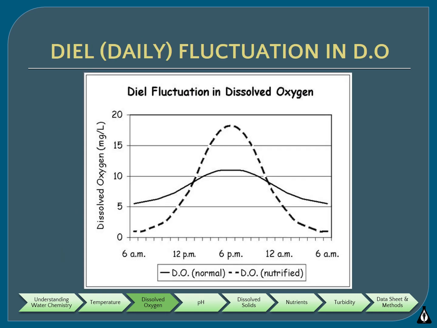DIEL means daily. So this is the daily fluctuation of dissolved oxygen that you can see throughout the day. Here we have two different lines represented. The black solid line is represented with normal DO fluctuations that will happen throughout the day in a stream. The dashed line is called a eutrophied state of dissolved oxygen within the stream. So this is a stream that has had excess nutrients in it so that it causes a higher swing in dissolved oxygen.